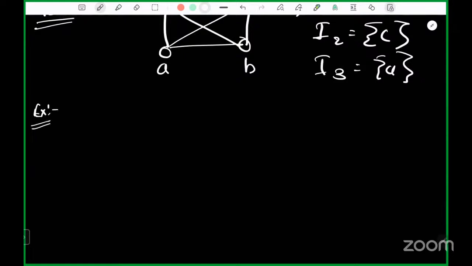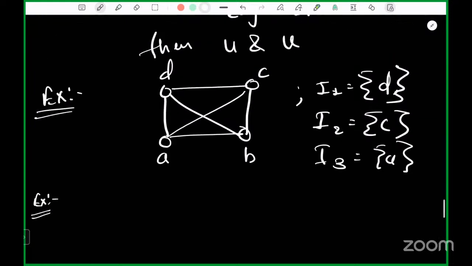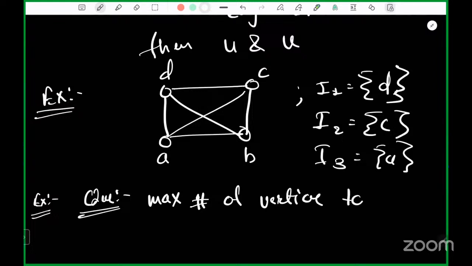Okay. For vertex cover, we have to find the minimum number of vertices. For independent set, we have to cover the maximum number of vertices. So the minimum number is kind of obvious: you can take only one vertex and say that this is our independent set. So the question is, what is the maximum number of vertices we can take to form an independent set? This maximum number is what we need to find. In this example, it's obvious that the maximum number is only one.